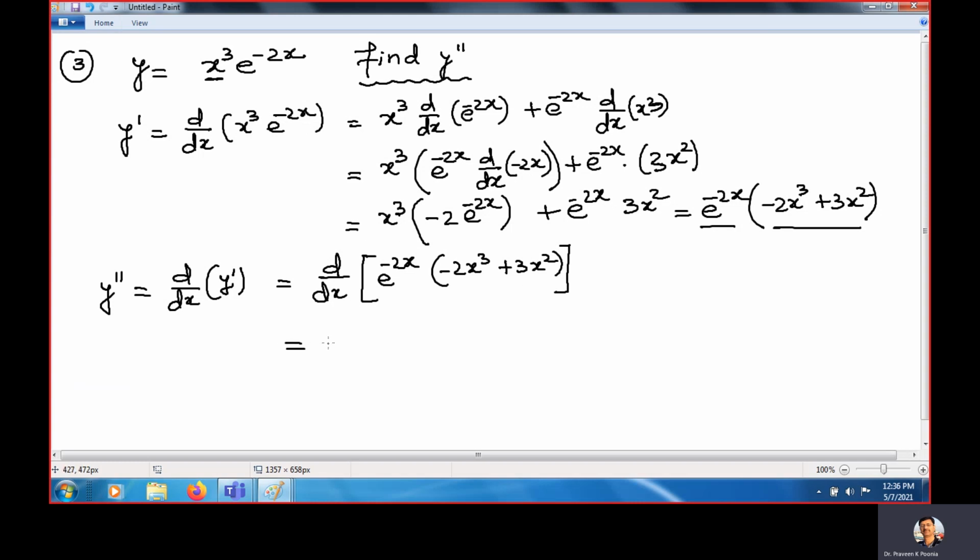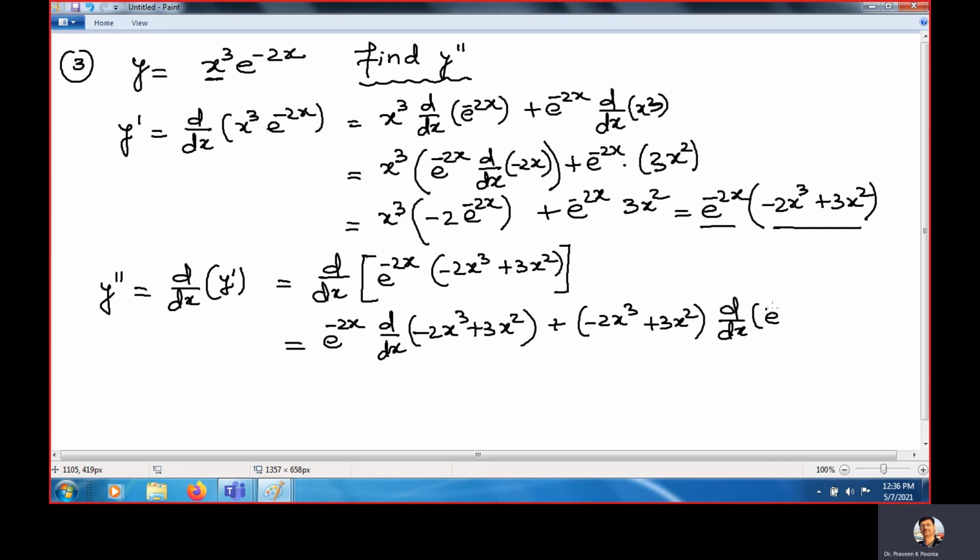It equals to how much? First function, derivative of second, plus second function, derivative of second. That means d by dx of e power minus 2x, so it equals e power minus 2x. If you want to differentiate it, it will be minus 2 into the derivative of x power 3, which is 3x power 3 minus 1, that is 3x power 2, plus 3 times the derivative of x power 2.